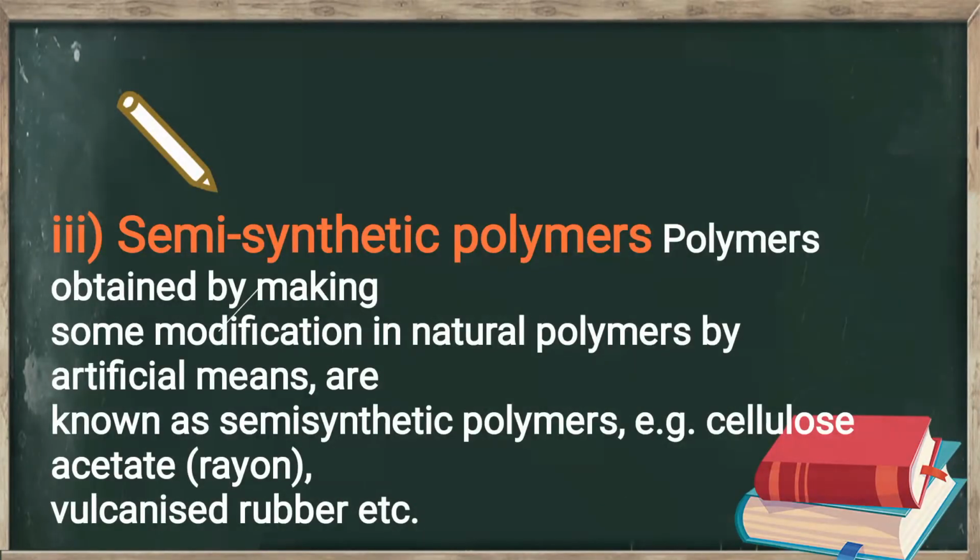Next we have semisynthetic polymer. As the name indicates, semi means half. Polymers obtained by making some modifications in natural polymers by artificial means are known as semisynthetic polymers. We take some natural polymer and modify it by artificial means, so it becomes a semisynthetic polymer. For example, cellulose acetate, where cellulose gets modified, and vulcanized rubber, where rubber gets modified.